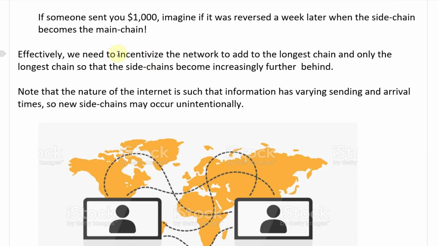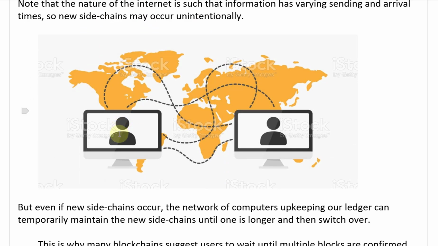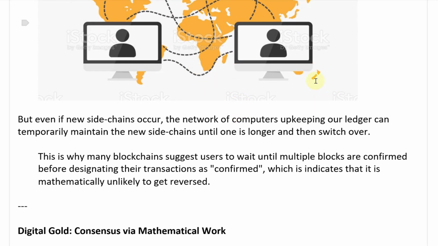Anyways, going further. Effectively, we need to incentivize the network to add to the longest chain, and only the longest chain, so that the side chains become increasingly further behind. Note that the nature of the internet is such that information has varying sending and arrival times, so new side chains may occur unintentionally. For example, you have a computer here, a computer there, and you're trying to connect to it. They could follow a different pipe of light, or a different deep sea cable, or Wi-Fi or satellite and so on, and it can get there at a different time. So it could happen unintentionally on the internet.